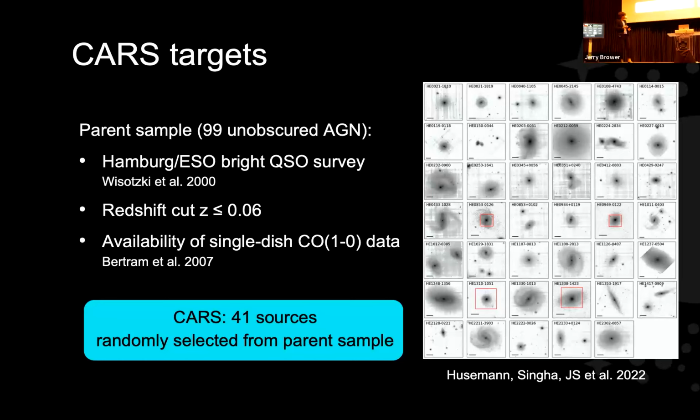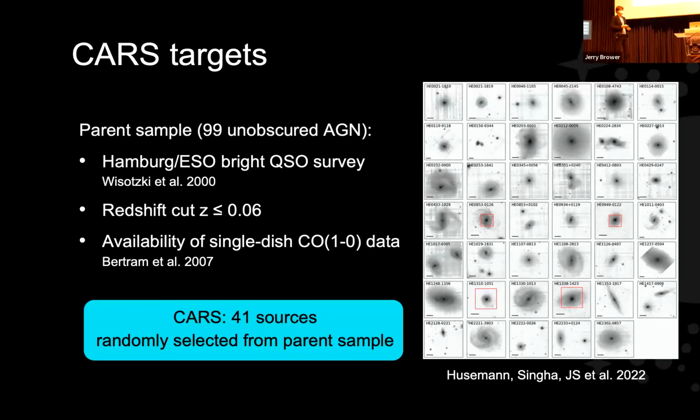So the final CARS sample itself is a selection of 41 sources that were randomly taken from this parent sample of 99 sources. And you can see a gallery of these targets, of the host galaxies, on the right. And these data are primarily reconstructed images from MUSE data cubes, and a few of these images are also taken from Pan-STARRS.